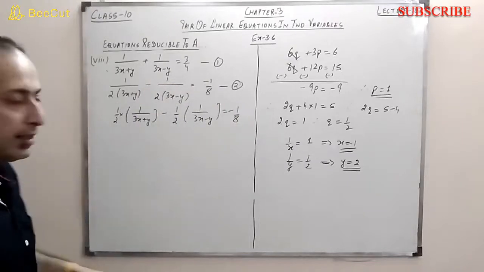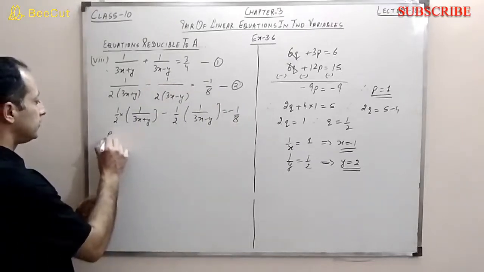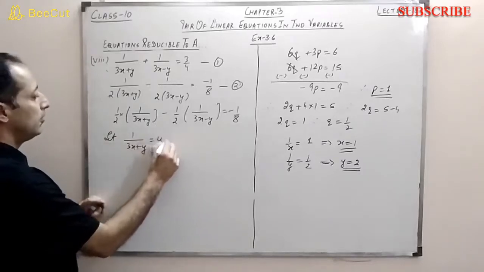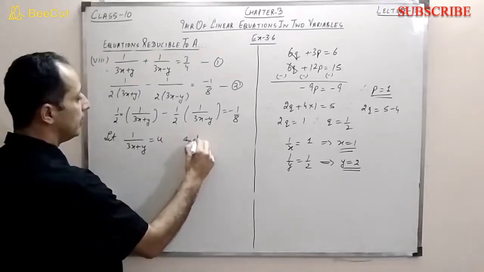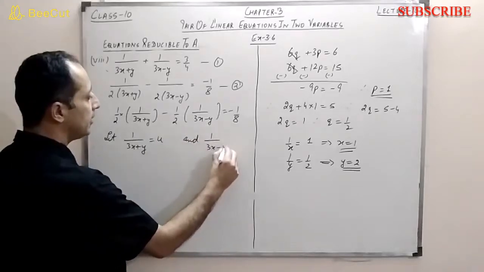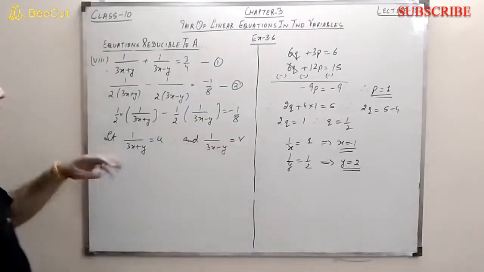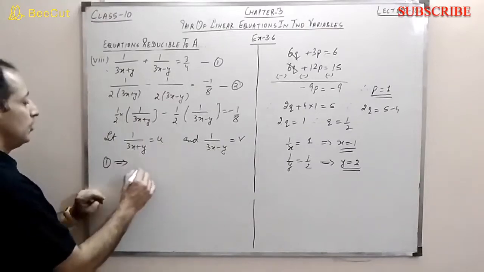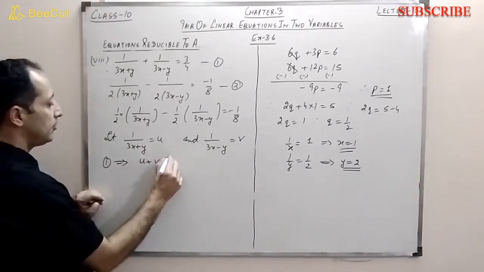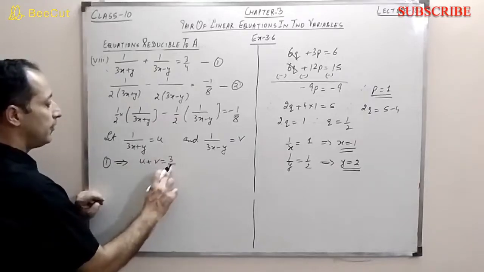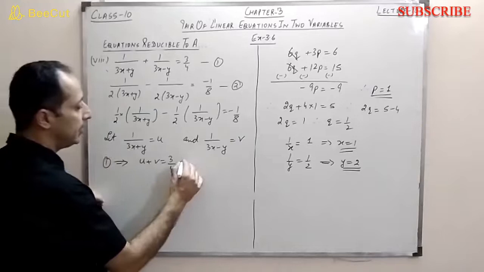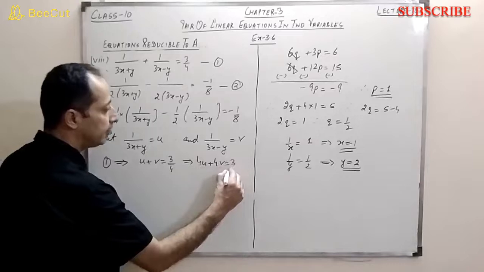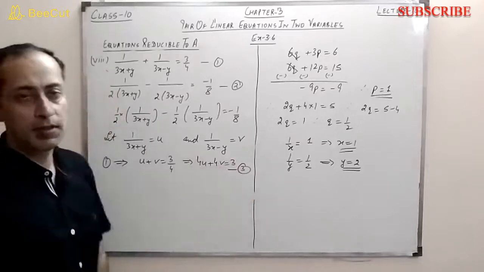We suppose these things are u and v. Let 1 upon 3x plus y equals u and 1 upon 3x minus y equals v. So now the equations transform. The first one changes to u plus v equals 3 by 4. Now this is a fraction, so what can we do? This can be cross multiplied. So I get 4u plus 4v equals 3. This will be my third equation, right?